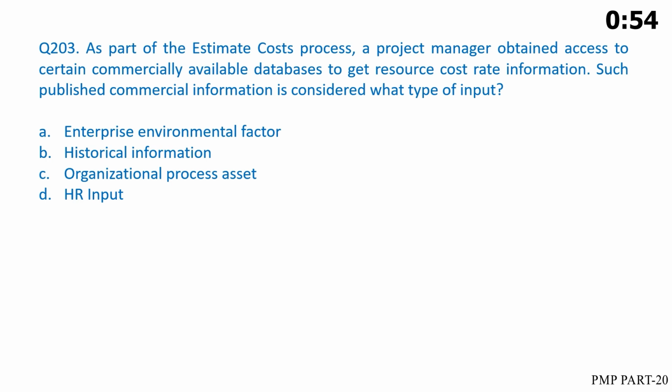As part of the estimate costs process, a project manager obtained access to certain commercially available databases to get resource cost rate information. Such published commercial information is considered what type of input? A. Enterprise environmental factor. B. Historical information. C. Organizational process asset. D. HR input.